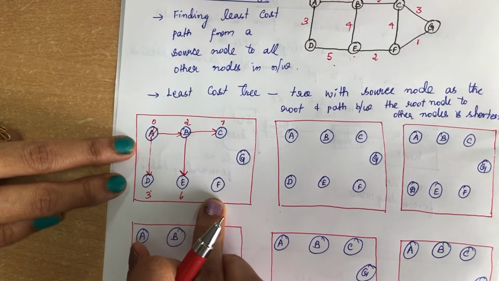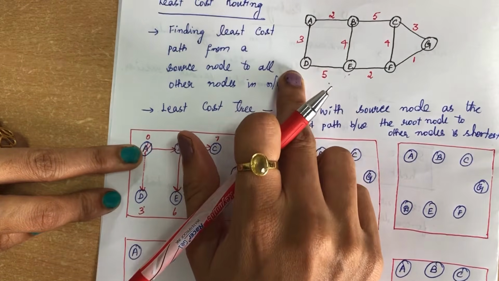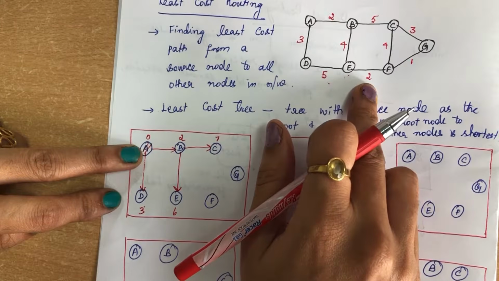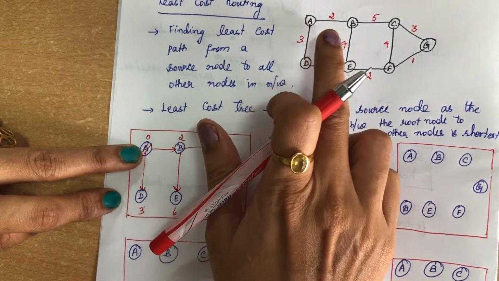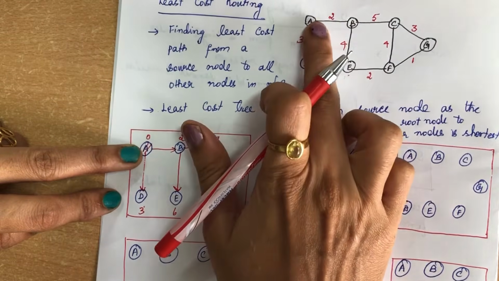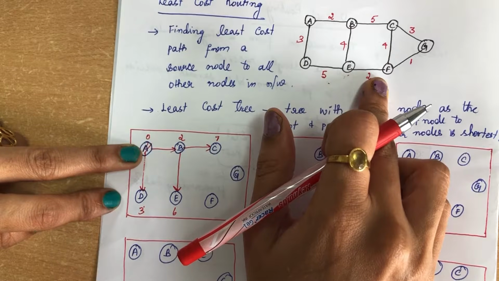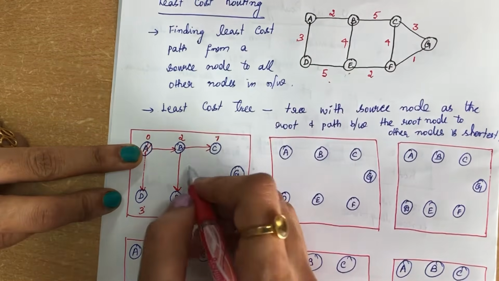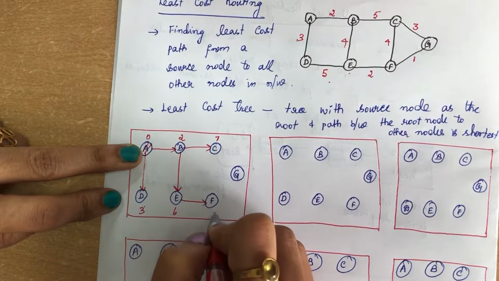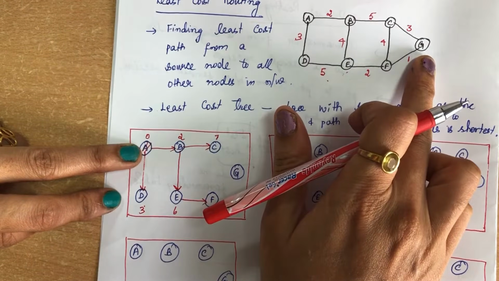When we want to connect A to the node F, 3 plus 5 is 8, 8 plus 2 is 10. If we follow the path A, B, E, F, it is 2 plus 4, 6, and 6 plus 2 is 8. So we will follow this path itself, and the cost is 8.